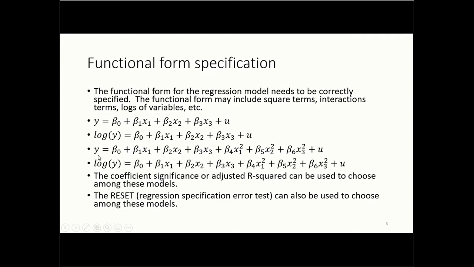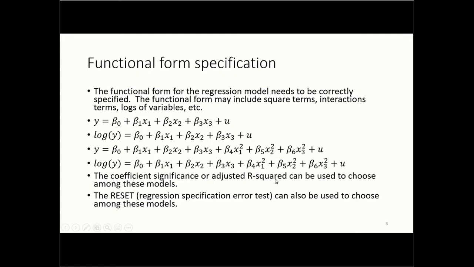The third one is y on not only the independent variables, but their square terms, x1 squared, x2 squared, and x3 squared. And the final model is log of y with all of the independent variables and the square terms. So what criteria would we use to choose amongst those four models? Well, the first criterion would be the coefficient significance. We can estimate these models, look at the coefficient significance, and decide which ones to choose. Basically, if the coefficients are significant, we can keep them.